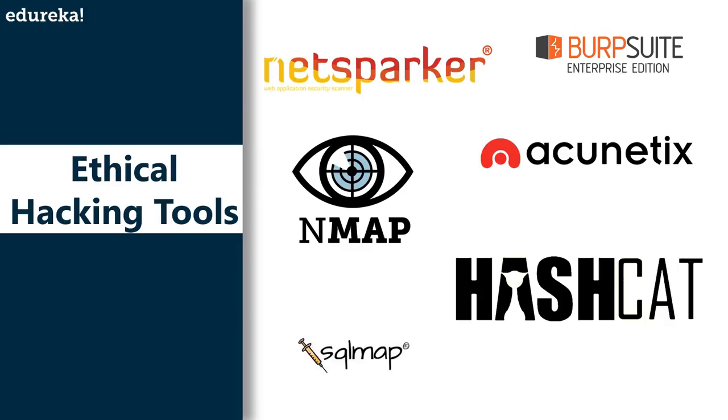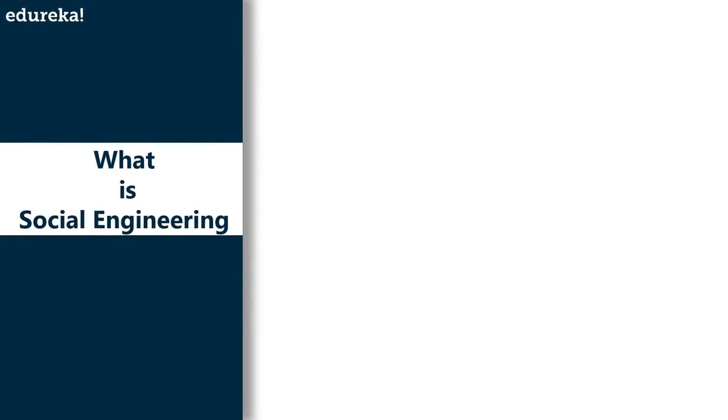other database types. It also supports the following SQL injection types. So these are Boolean-based blind, time-based blind, error-based, union query, stacked queries, and out-of-band. So these are some of the tools that are being used by ethical hackers on a daily basis to do their job. Okay, now moving on, let's talk about social engineering.